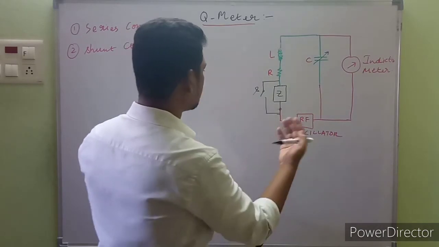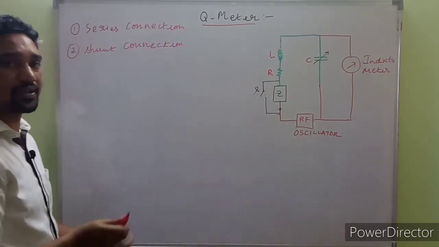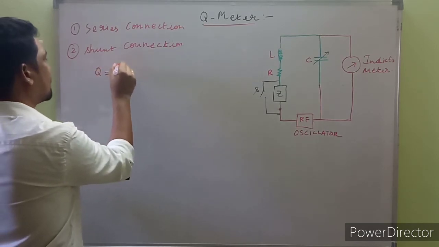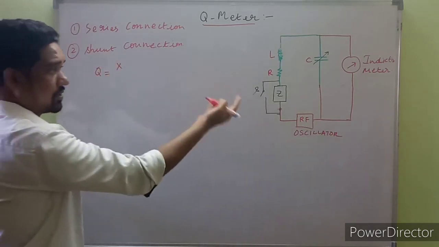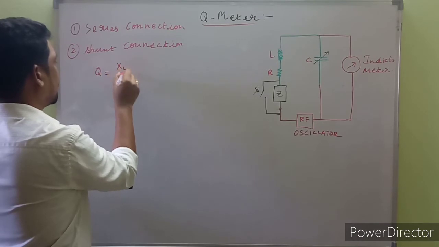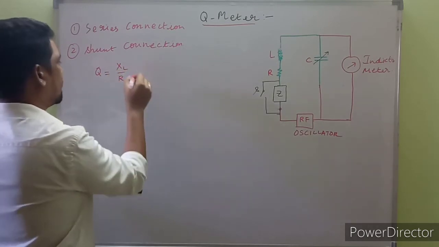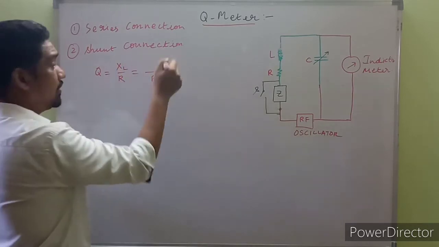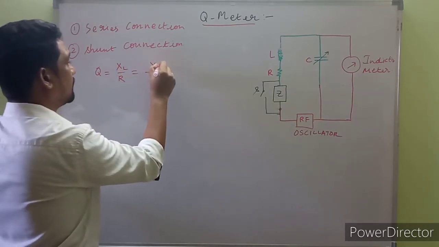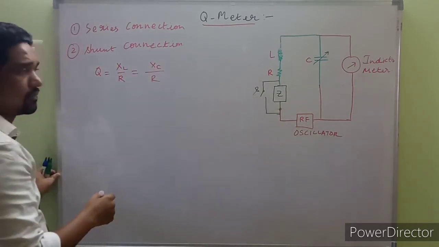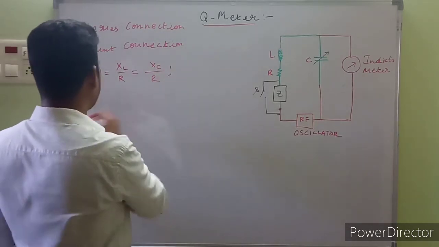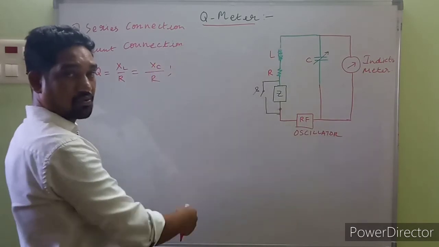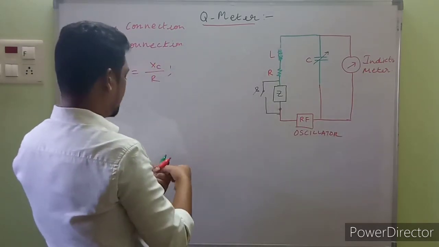According to the definition, the quality factor Q is defined as X at resonance, XL upon R, that R, which is equal to R as it is. XL will be equal to XC. Even these two are true, and if this is true, even this is true. Remember, we have to plug in some value as we go on with the derivation.